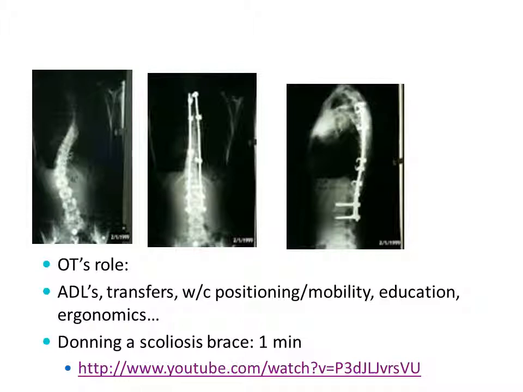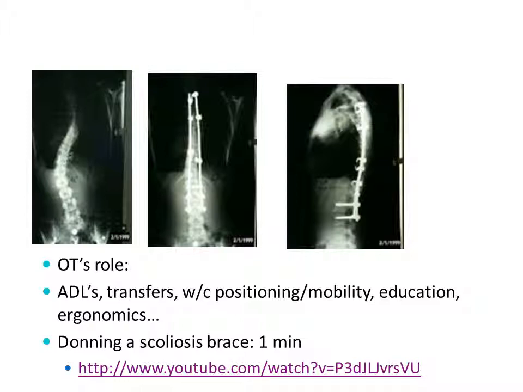Certainly education, on educating on transfers and ADLs and maybe lifting precautions, because certainly after surgery they'll have lifting precautions, as well as different ergonomics on how to get dressed, or if they're going back to work, or for school and handwriting and sitting at a desk and all those sorts of things.